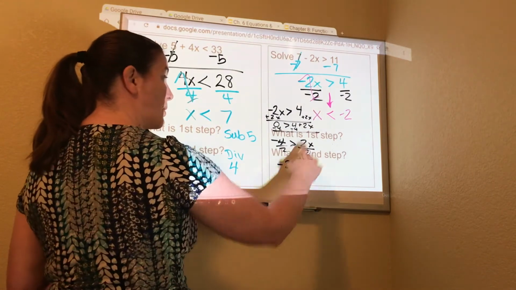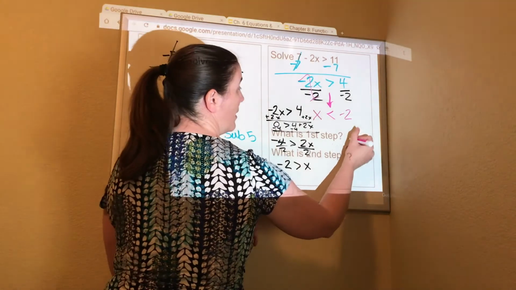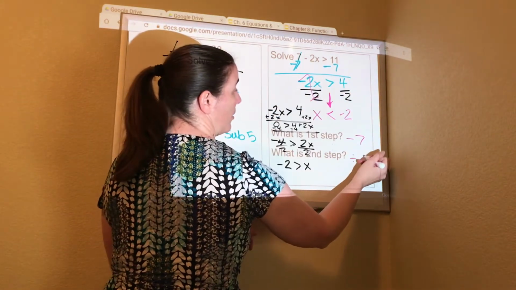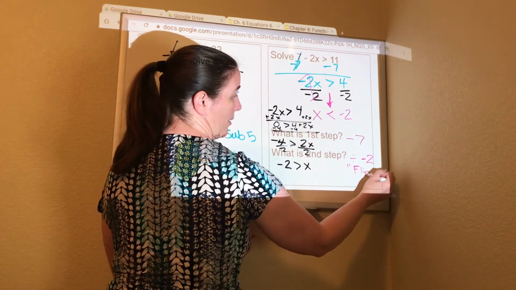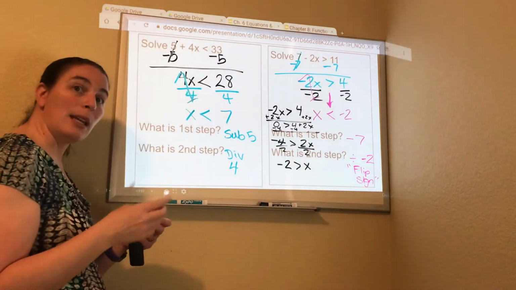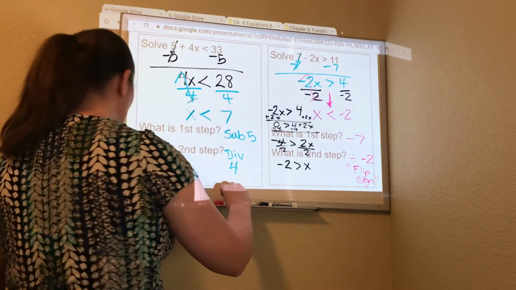That's why it works, okay? So what's the first step? Well, the first step was I subtracted 7, and the second step was I divided by -2. And then you could say flip the sign, because it's negative, right? You only flip the sign if you multiply or divide by a negative. Let's go on to the next one.